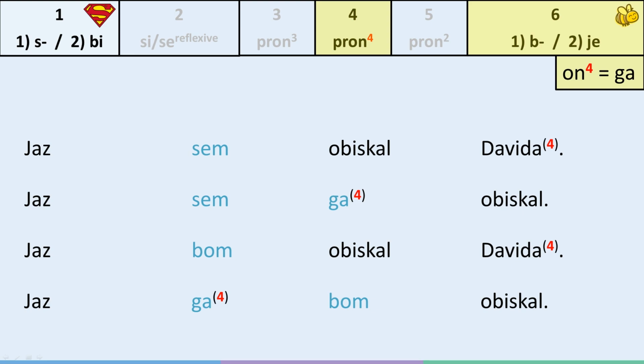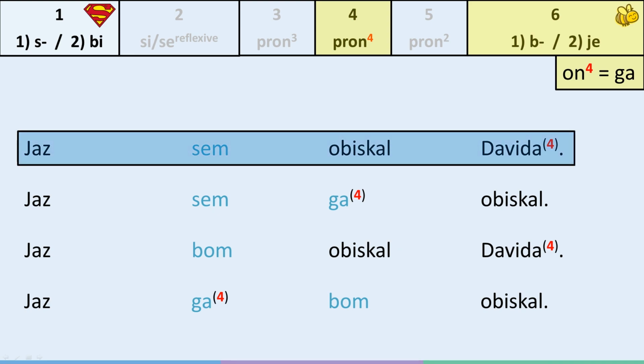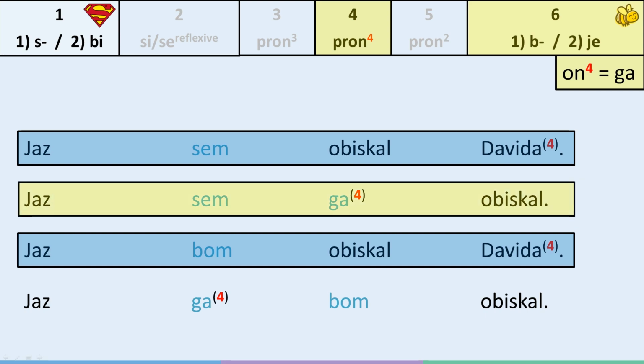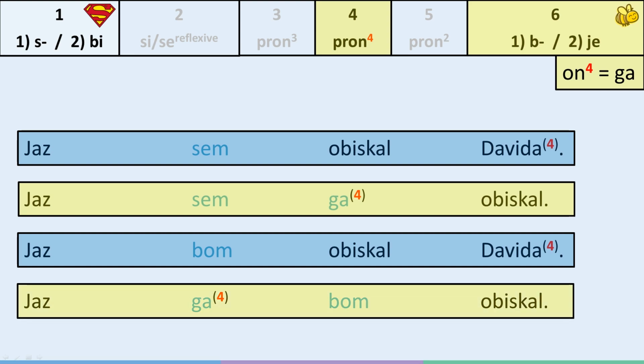So, as unintuitive as it is, very similar sentences such as jaz sem obiskal Davida and jaz bom obiskal Davida change considerably once we turn the nouns into pronouns. That is to say, when we turn words that are not clitics into words that are. Jaz sem obiskal Davida becomes jaz sem ga obiskal. But jaz bom obiskal Davida becomes jaz ga bom obiskal.